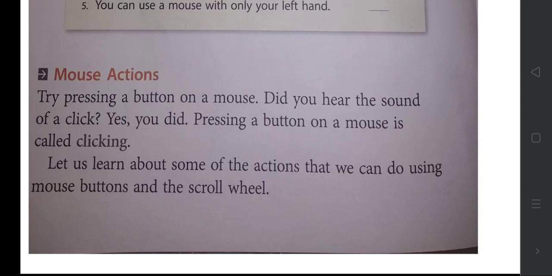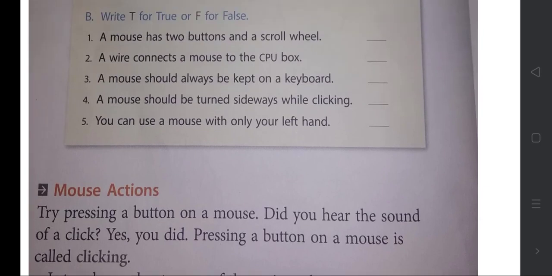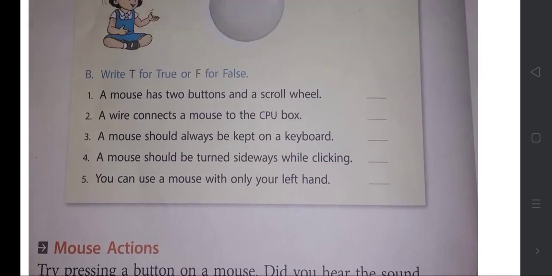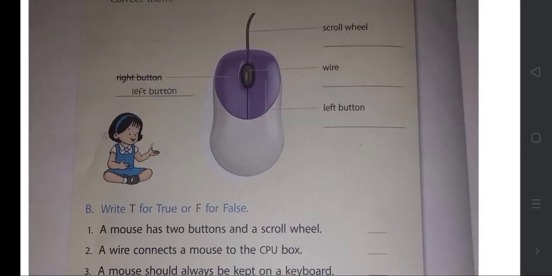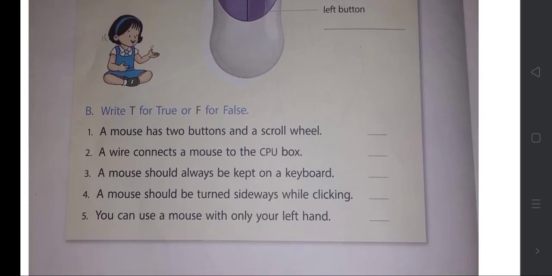Let us learn about some of the actions that we can do using the mouse button and the scroll wheel. Before going to see that activity, we will finish this true or false. A mouse has two buttons and a scroll wheel. Is this true or not? Yes, of course: left button, right button and the scroll wheel. So it is true.